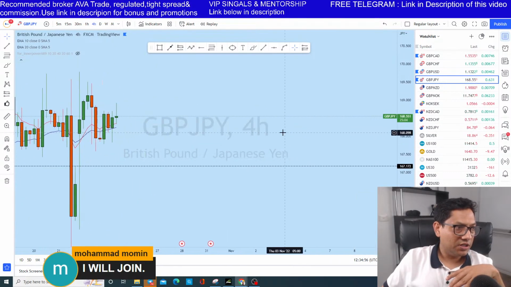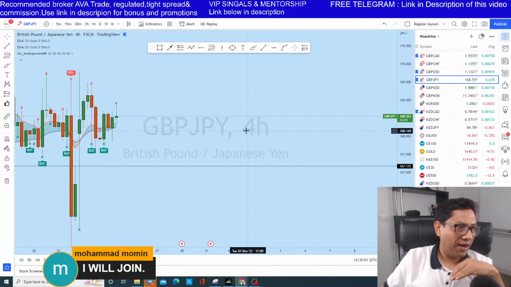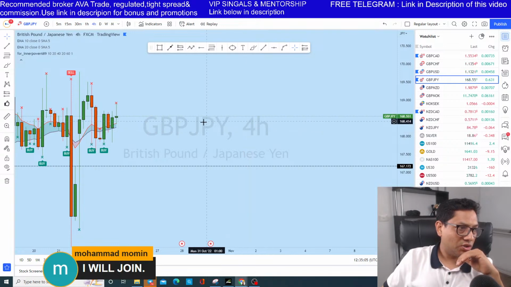If you see how this indicator is working and performing, you can see all the buy and sell signals according to the rules of our strategy.